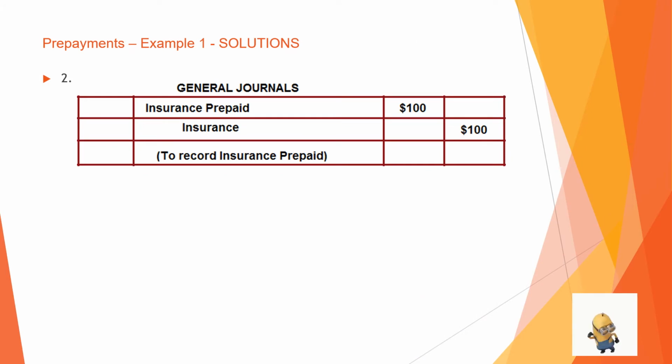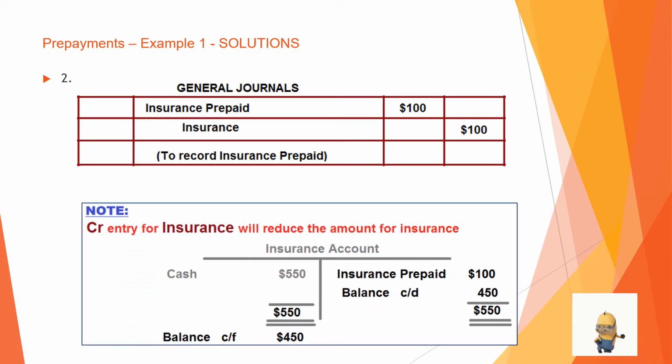Next is to show the general journal entries. Now we always debit insurance prepaid or expenses prepaid and credit the expenses account, in this case insurance. So that is the general journal entries. Note the credit entry for insurance.